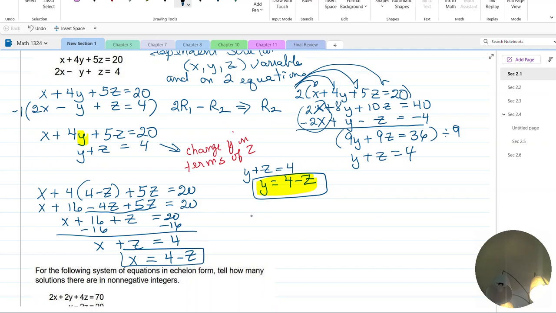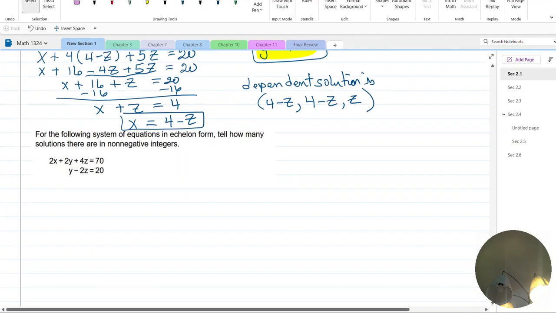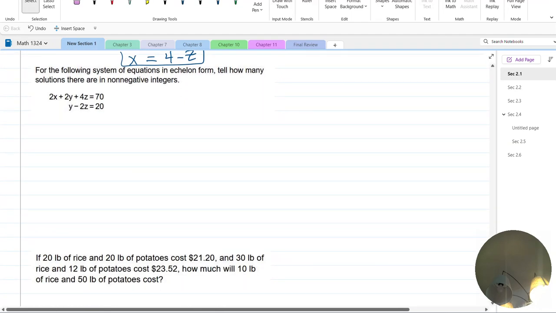So my dependent solution is for my x, 4 minus z. For my y, 4 minus z, and z as my independent variable. Okay. All right, we have one more.